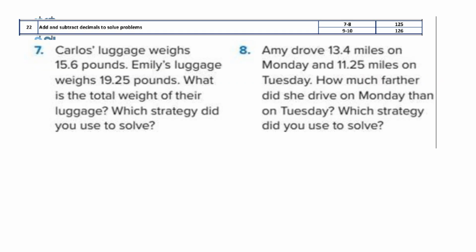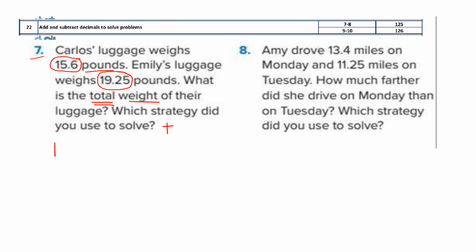Here you need to either use addition or subtraction to solve the question. So let's read the word problem and understand what it is asking. For question 7, Carlos' luggage weighs 15.6 pounds. So first you will underline, you will highlight the decimal values given. Emily's luggage weighs 19.25 pounds. So both are decimals. What is the total weight? Now it is asking total weight, which means you will use addition. It is asking how much you will get if you add both.